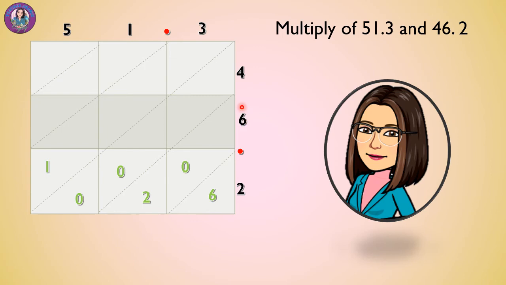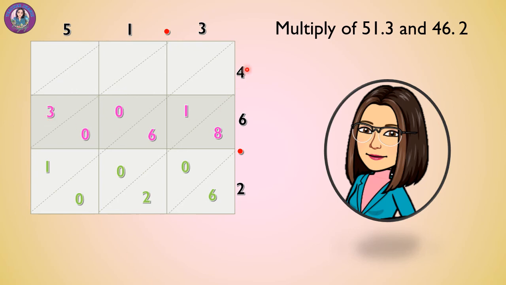Next, I will multiply the next digit of the multiplier to the digits in the multiplicand. So 6 times 3 equals 18. So write 8 and 1. Next, 6 times 1 equals 6. So write 6 to the right and 0 to the left. Next, 6 times 5 equals 30. So write 0 here and 3.